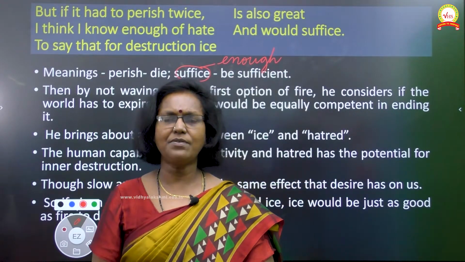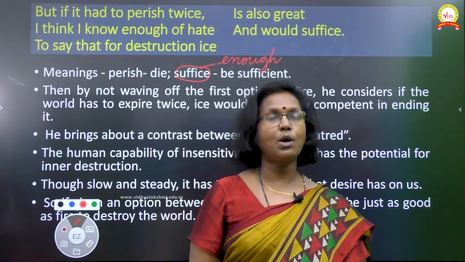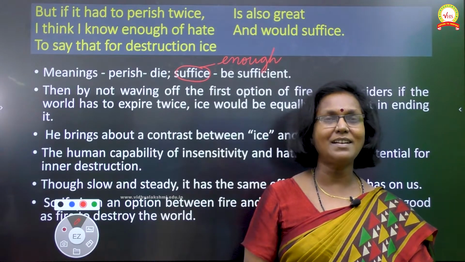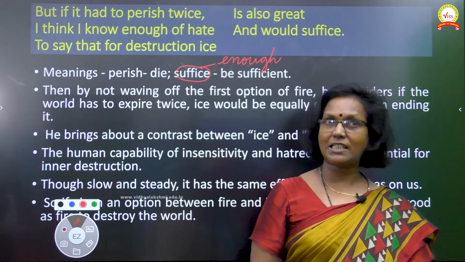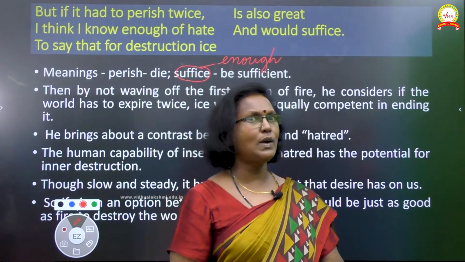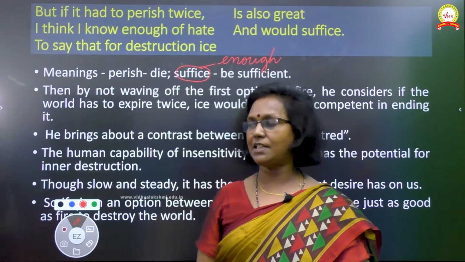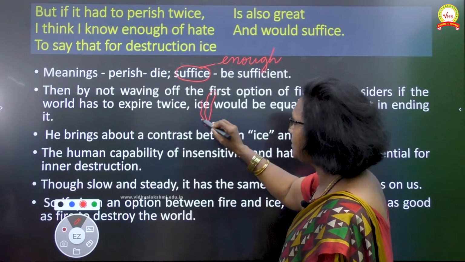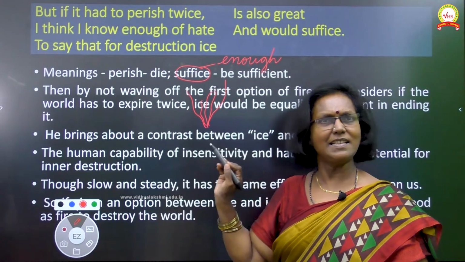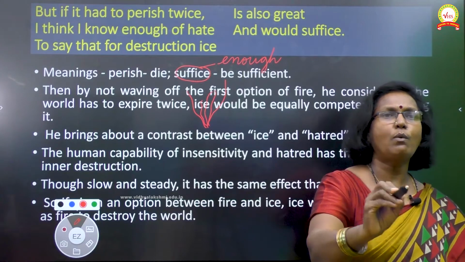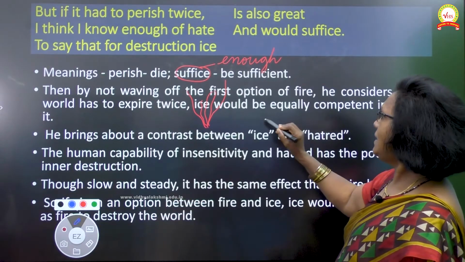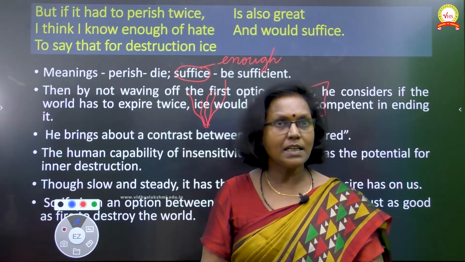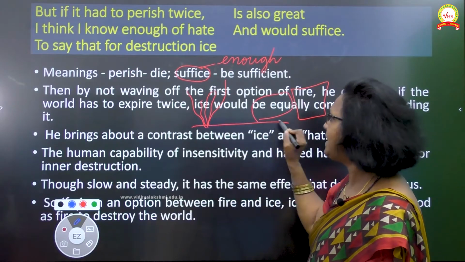If something is enough, then that is for the negative thing, for destruction. Then by not waving off the first option of fire, he considers if the world has to expire twice, ice would equally be competent in ending it. So he is telling that let us take the first cause of fire. In case it is fire, he says yes, he is ready to accept that the world is going to end with fire. In case there is some blocks of ice and we think about that, they are like competitors.